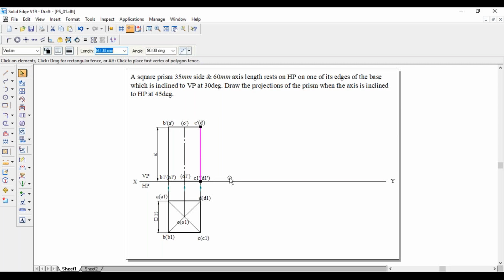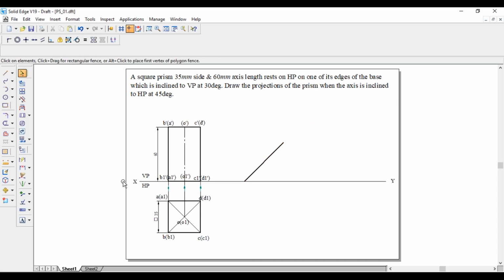In a system it is very easy: we can copy this one and rotate it, but I will tell you how to draw manually. So this length is the same as this one, that is 60 mm. Leave some distance, draw a line of 60 mm length. The angle should be 45 degrees because the axis is making an angle of 45 degrees.